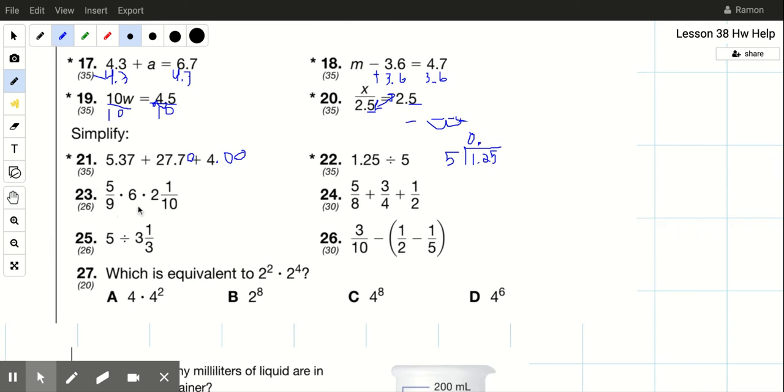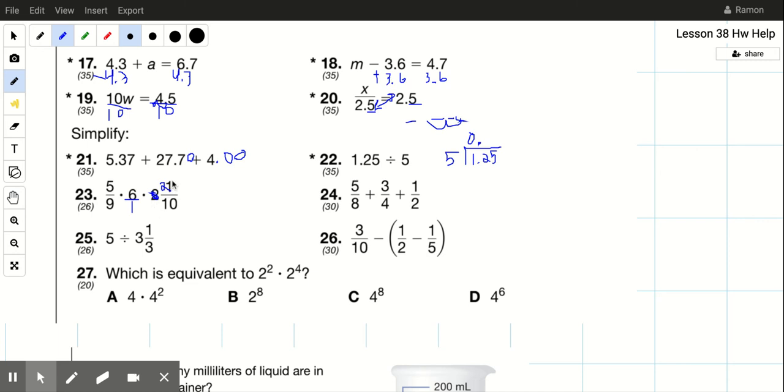For 23, 5/9 times 6 over 1 times 2 and 1/10. Just a reminder that whenever we have these types of problems, you want to make sure that they're all in proper fractions or in fraction form. 2 times 10 is 20. 20 plus 1 is 21. And then from here, you can multiply and then simplify, or you can cancel and then multiply.